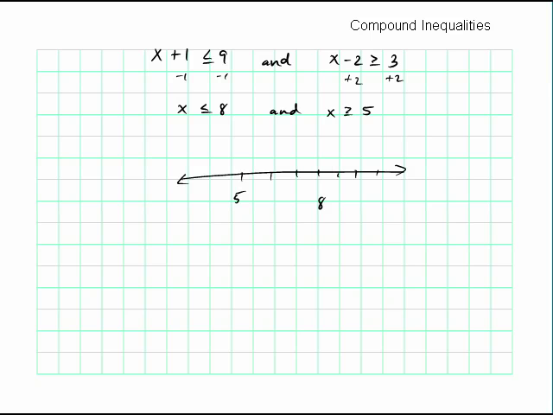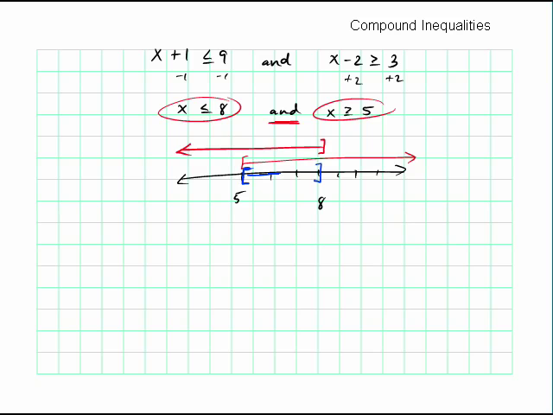Scratch work. All the numbers that are less than or equal to 8 are right there. All the numbers that are greater than or equal to 5 are here. This is an AND statement, and so the solution is the overlap, or what they have in common, which would be from 5 to 8, just like that. Our solution in interval notation is bracket 5 to 8 bracket.